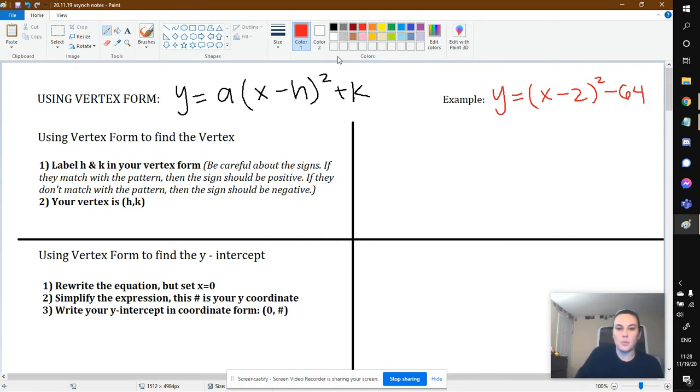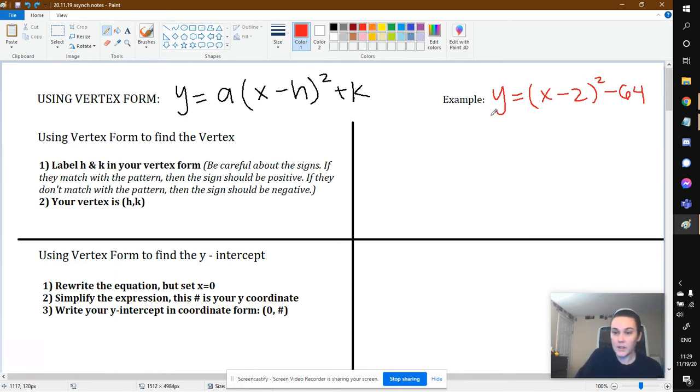So the vertex form, let's just remind ourselves, looks like this. It's a number times x minus a number squared plus a different number. And each of these numbers affects the graph in a different way, which we'll talk about eventually. But for right now, we're going to algebraically talk about how to get the vertex, how to get the y-intercept, and how to get the x-intercepts from this form without having to factor or to box multiply into different forms.